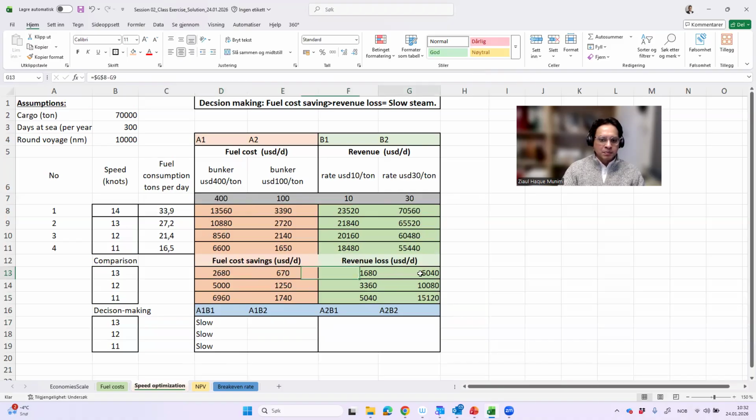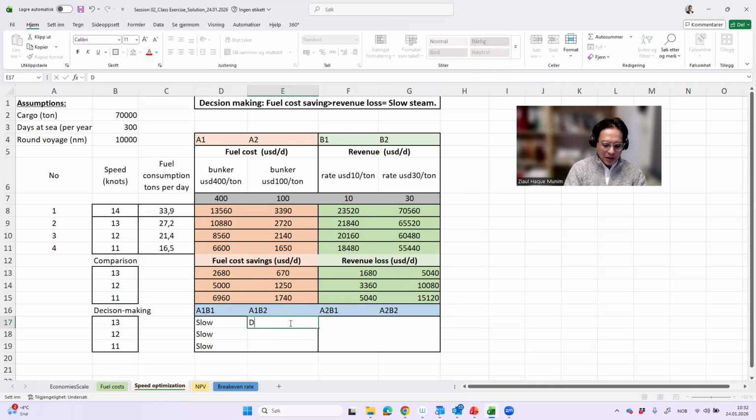Similarly, now we compare A1 with B2, right? Should we slow? Not really, because fuel cost savings is lower than our revenue loss. So we should not slow. We can call it don't slow. Then again A1 with B2, don't slow. Then again A1 with B2, don't slow.